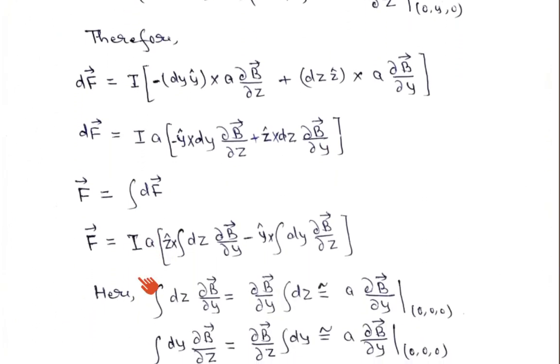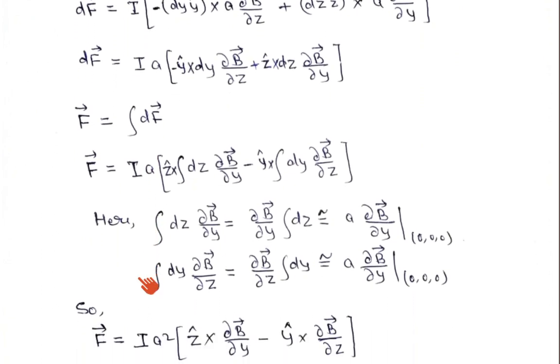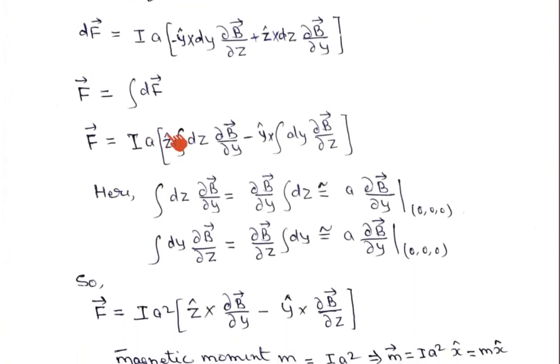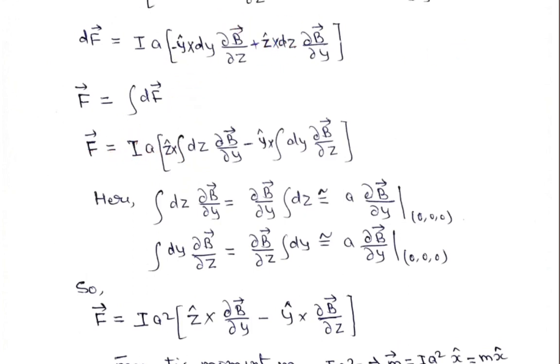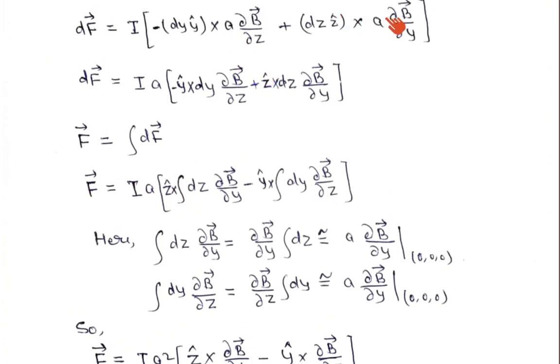If you do the integral of the above quantity, what will we get? I am taking the positive quantity first. F is equal to I into A, and A is common everywhere, so I have taken IA common. Now if you do the integral, what will we get? IA, z unit vector cross integral dz del B upon del y, minus y unit vector cross product integral dy del B upon del Z.